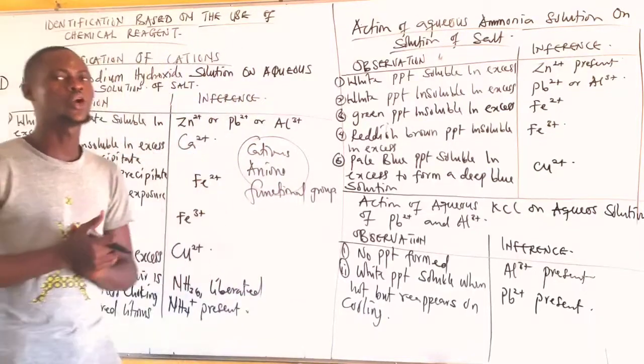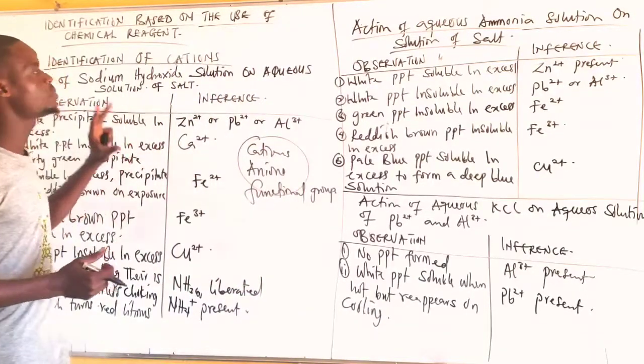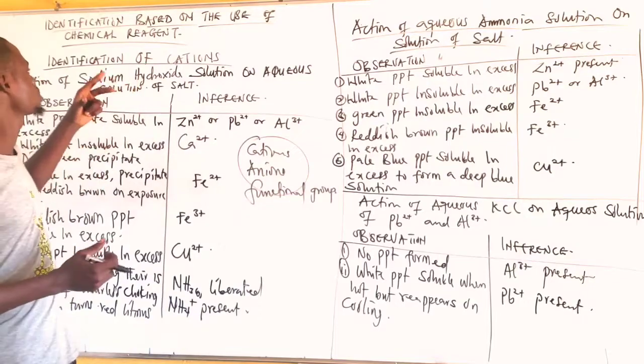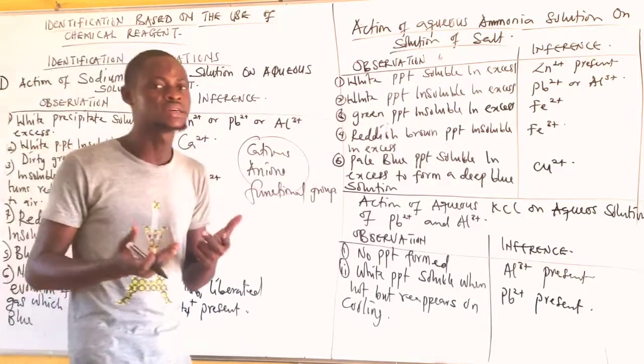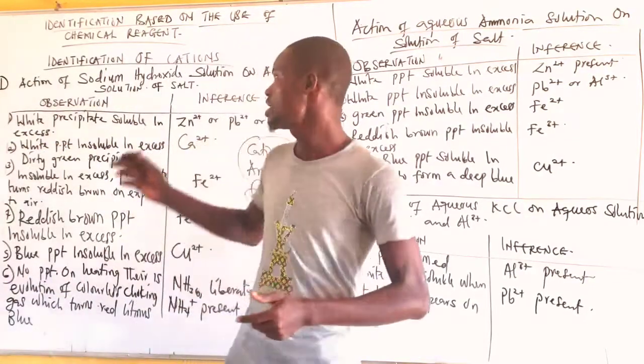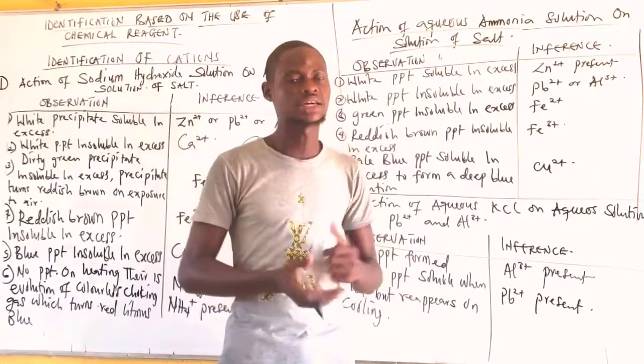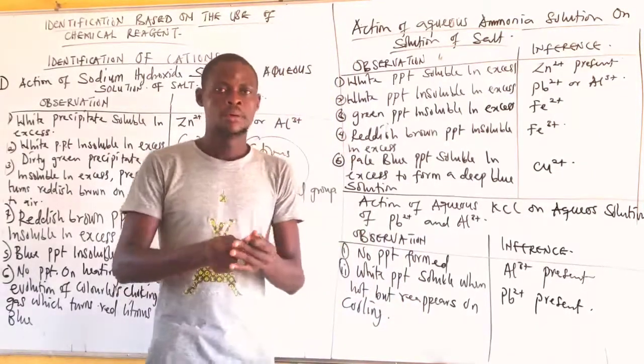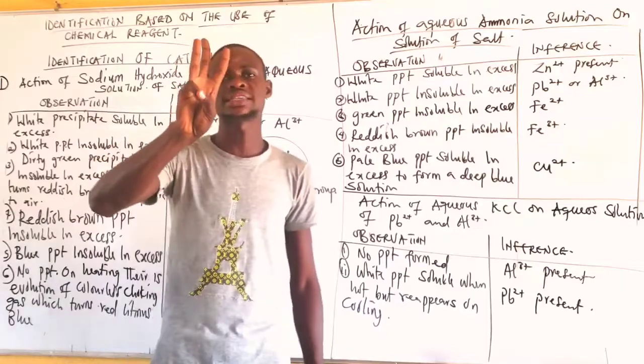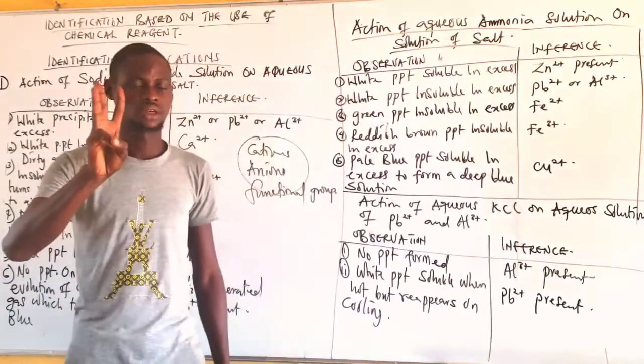When we say moisture, I'm referring to water that is found in a substance. Now, how would I go about this? Today, I'm going to be showing you how to identify cations. You can identify cations in three ways.